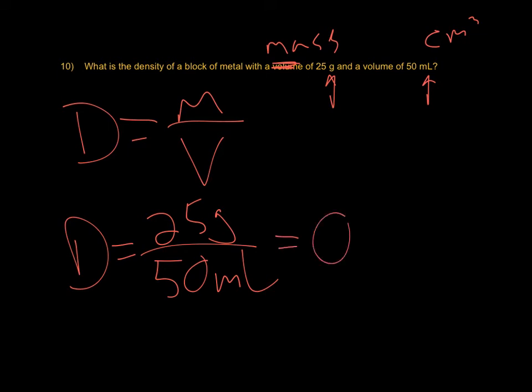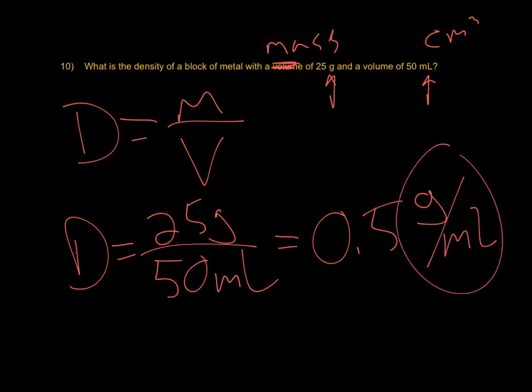When you do that out, you get 0.5 grams per milliliter. That's the unit for density. It's mass over volume. So it could be any other thing. It could be kilograms over cubic meters or whatever, but in this case we were given grams and milliliters, so that's our unit.